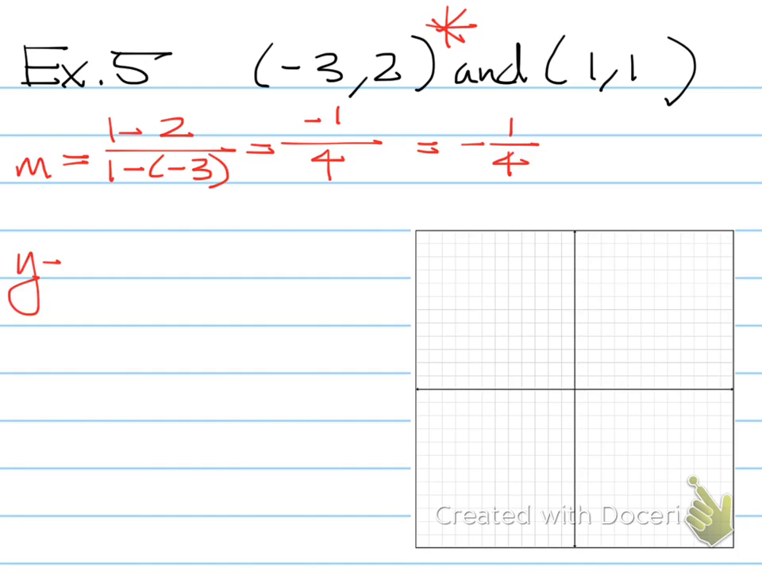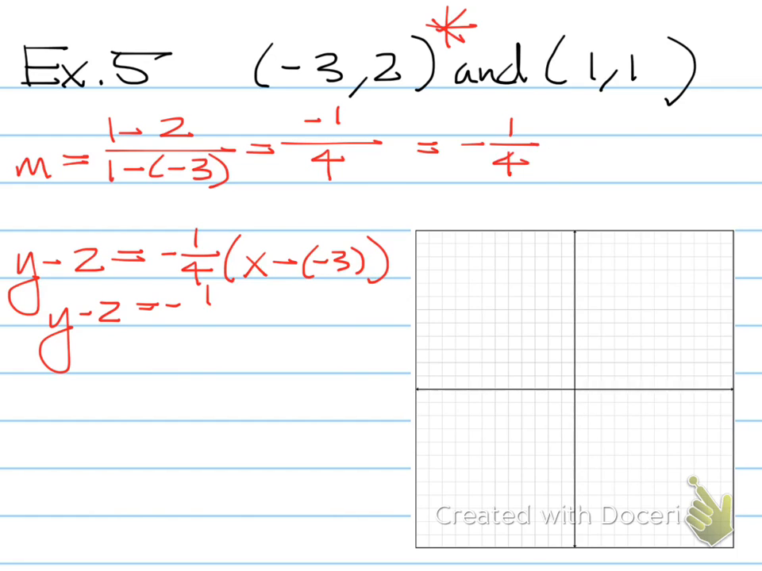So y minus the y-coordinate, which is 2, equals the slope, -1/4, times the quantity x minus the x-coordinate, which is -3. Just change the minus -3 to +3. And we have our equation written in point-slope form.